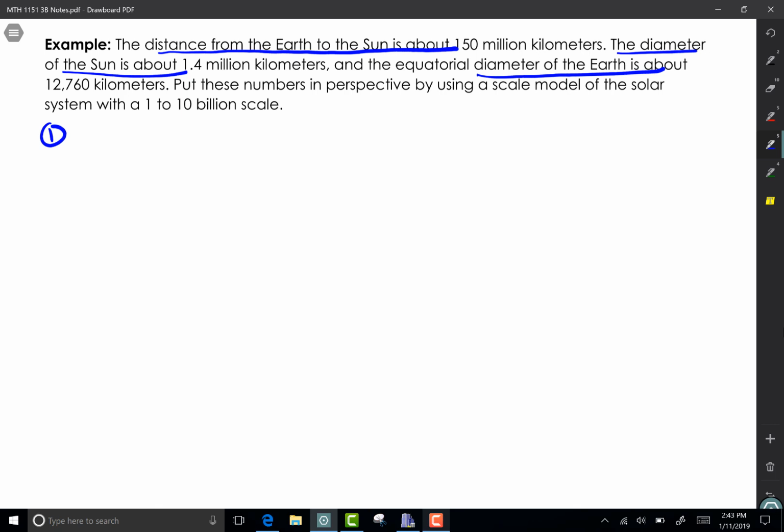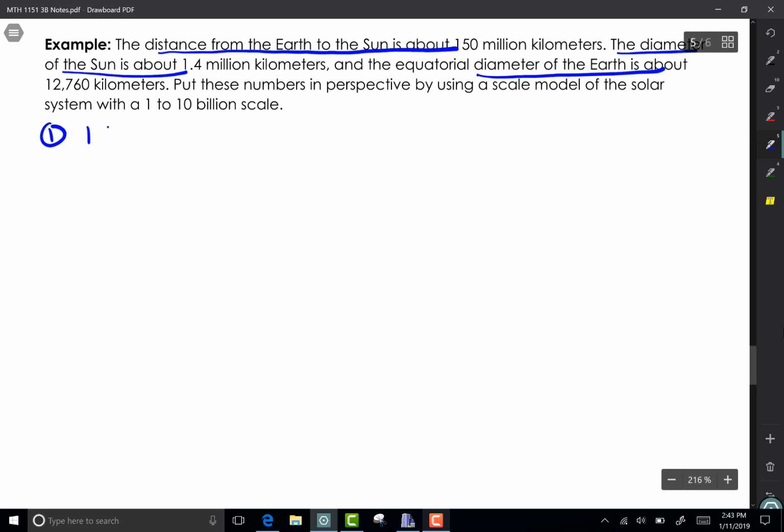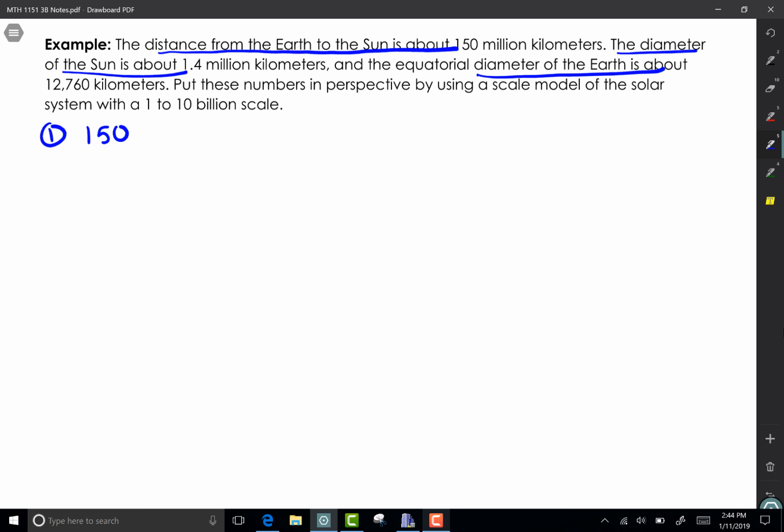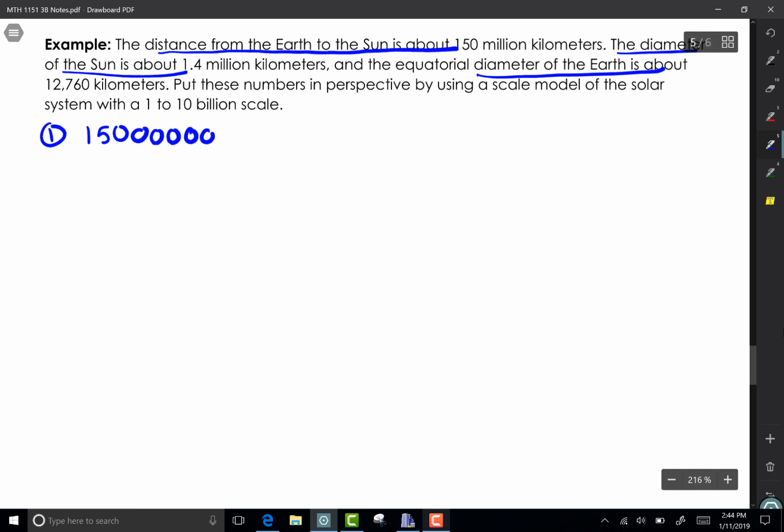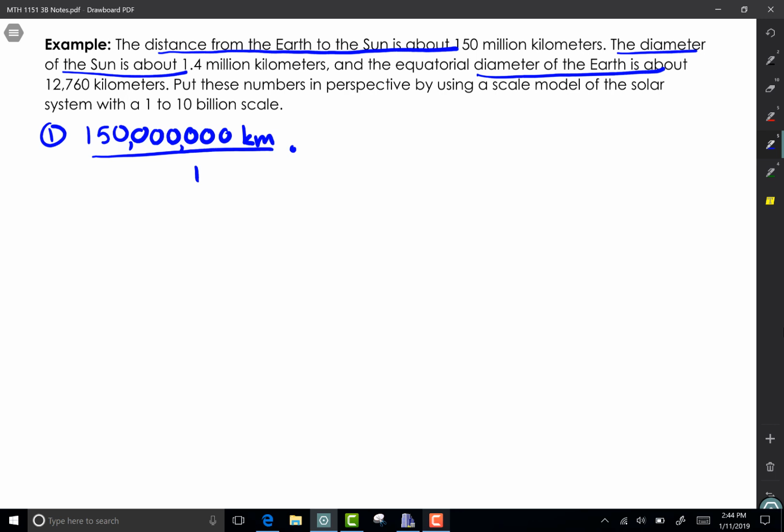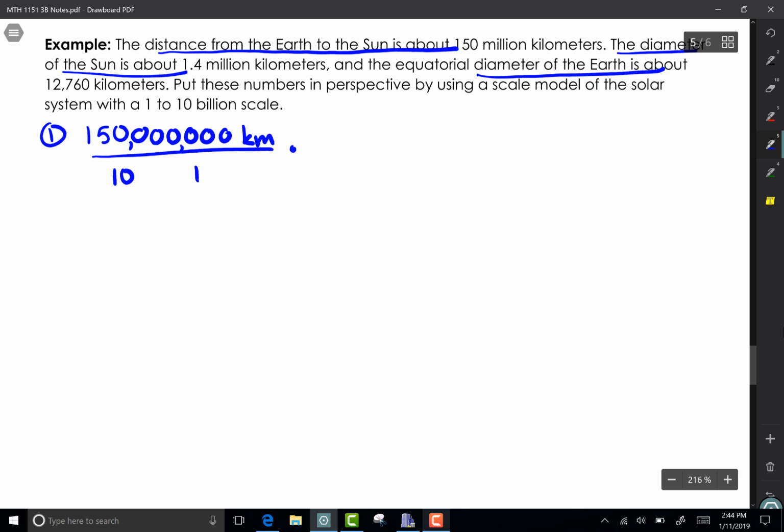Now it says the distance from the Earth to the Sun is actually 150 million kilometers, and millions means I'm going to add on 6 zeros. So 1, 2, 3, 4, 5, 6. And that's kilometers. And we want to do this on a scale from 1 to 10 billion. Now, billion is 9. So I'm going to take 10 and multiply by 10 to the 9th because it's 10 billion. Now we want to put this in actual scientific notation. It's got to be from 1 to 10, but less than 10.